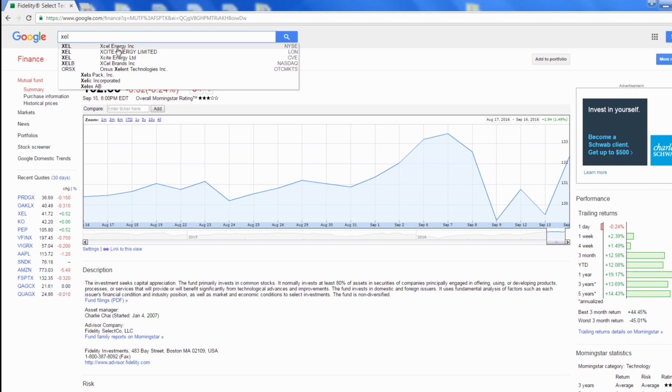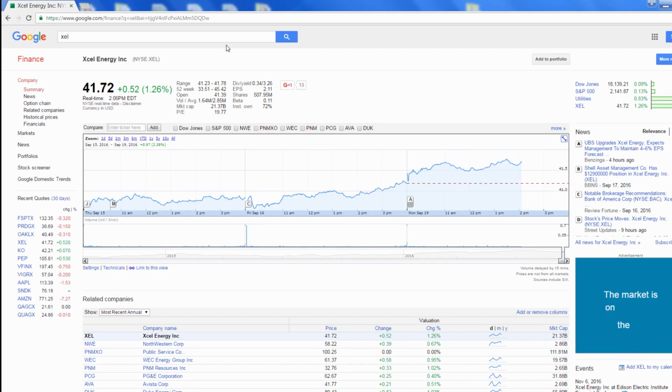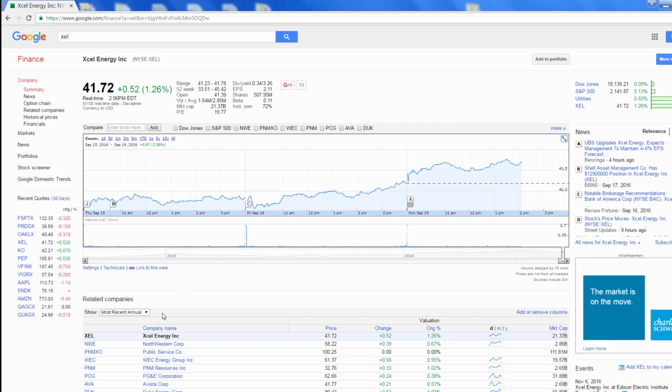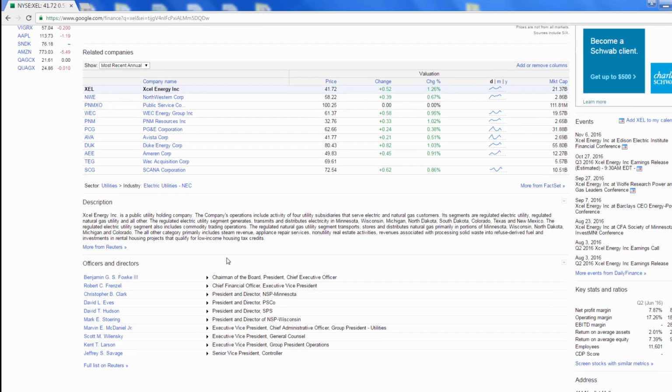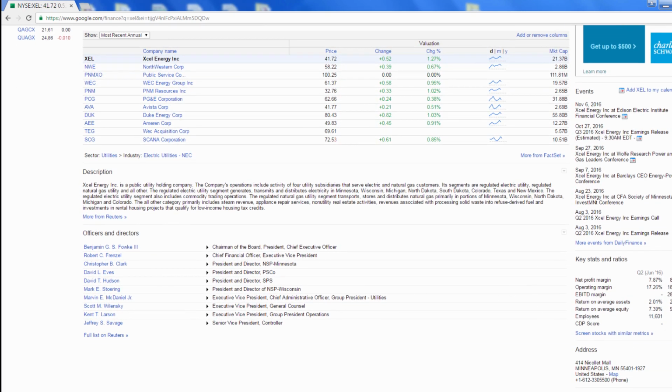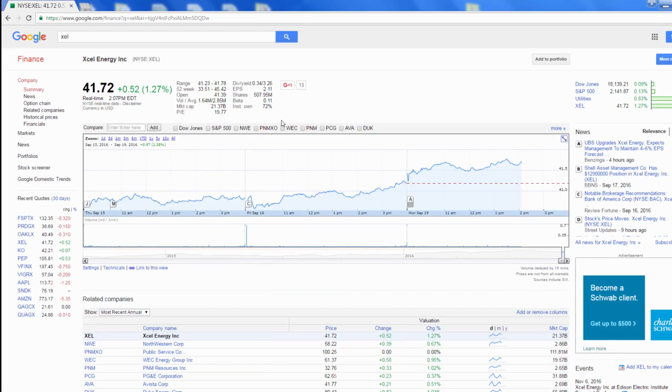It happens to be, and Xcel does utilities like electric utility, those types of things. And as far as finding its beta, you don't find it here under risk like you do with the mutual funds, though they do have some nice good stats and information on the bottom right here. But to find just the beta, it's real simple. It's right at the top here, where it says beta 0.11.